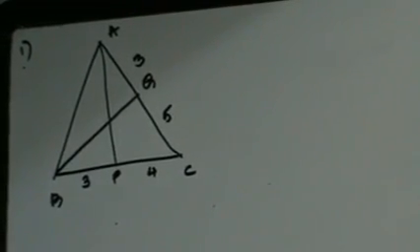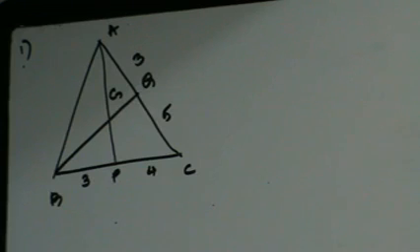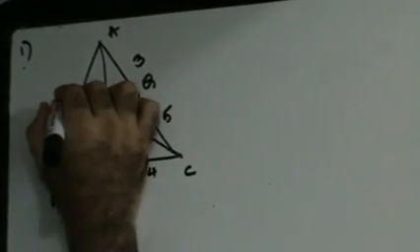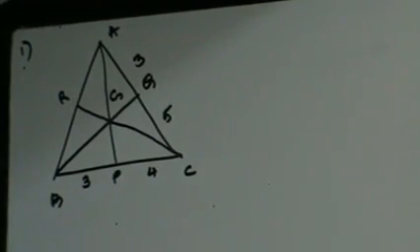AP and BQ intersect at G. Find the position vector of G. CG intersects AB at R. Find the ratio in which R divides AB.